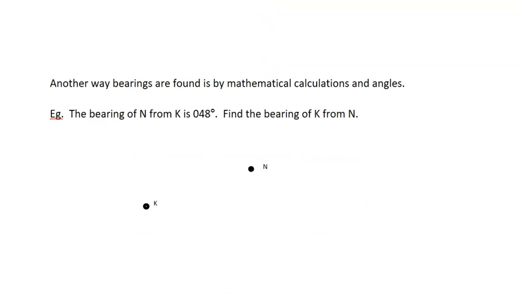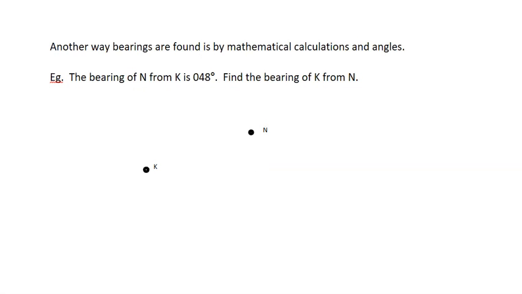Another way bearings are found is by mathematical calculations and angles, and this is probably a bit more common. The bearing of N from K is 48 degrees. Find the bearing of K from N. First we need to mark our diagram up so that we can visualize what this question is saying to us. We're going from K, so K has the north for now, and it's going to N, and that is 48 degrees, this angle in here.